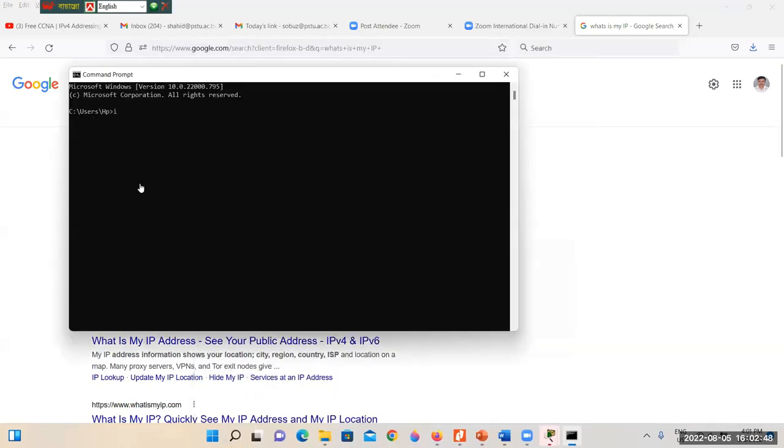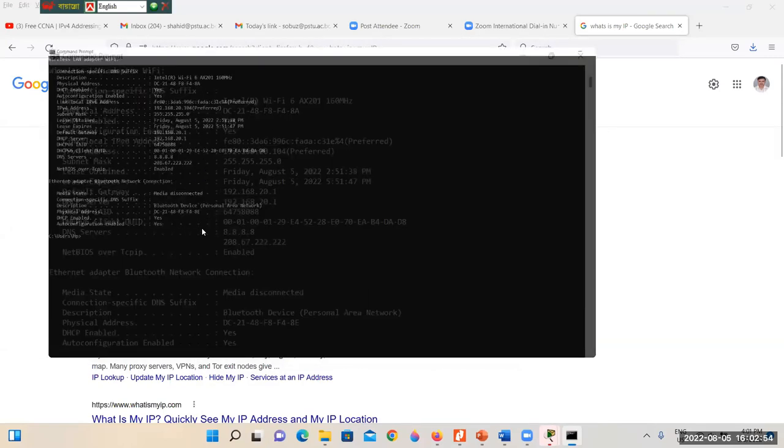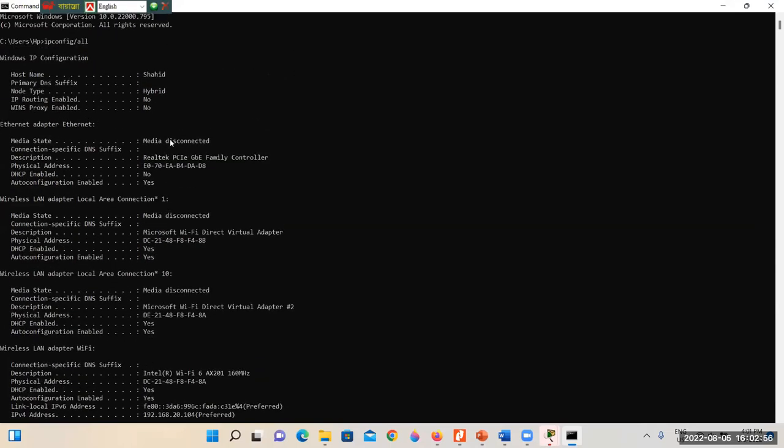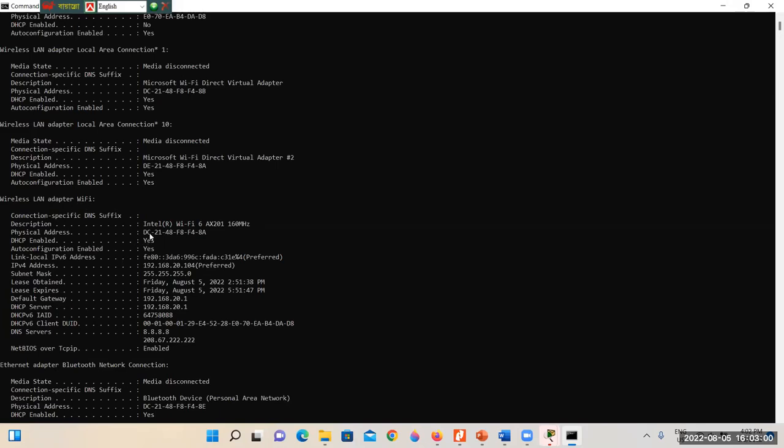But if I go to my command prompt and run ipconfig /all, you can see all the IP configuration. This is my Wi-Fi device. This is the physical address, or MAC address, of the network interface card, which is 6 bytes. And you can also see the link-local IP version 4 address. This is my local IP.